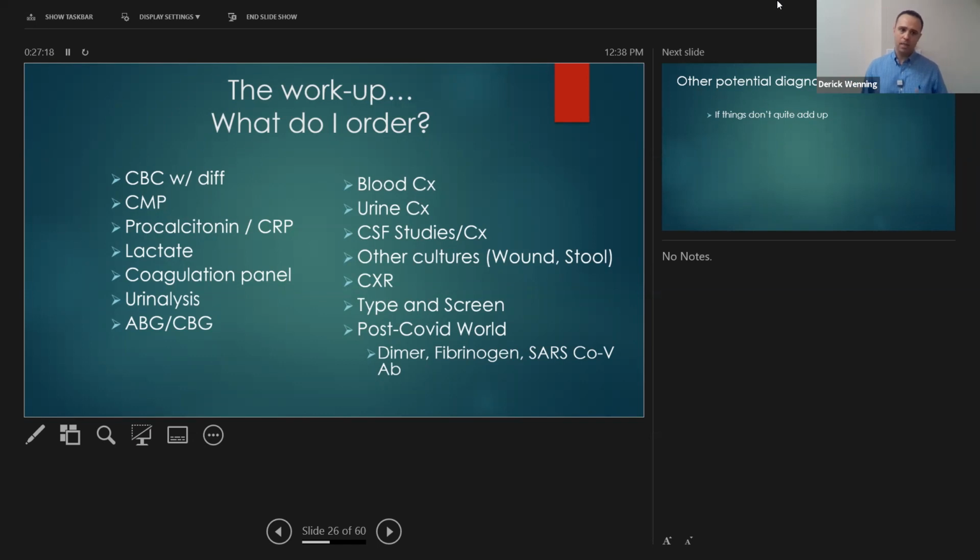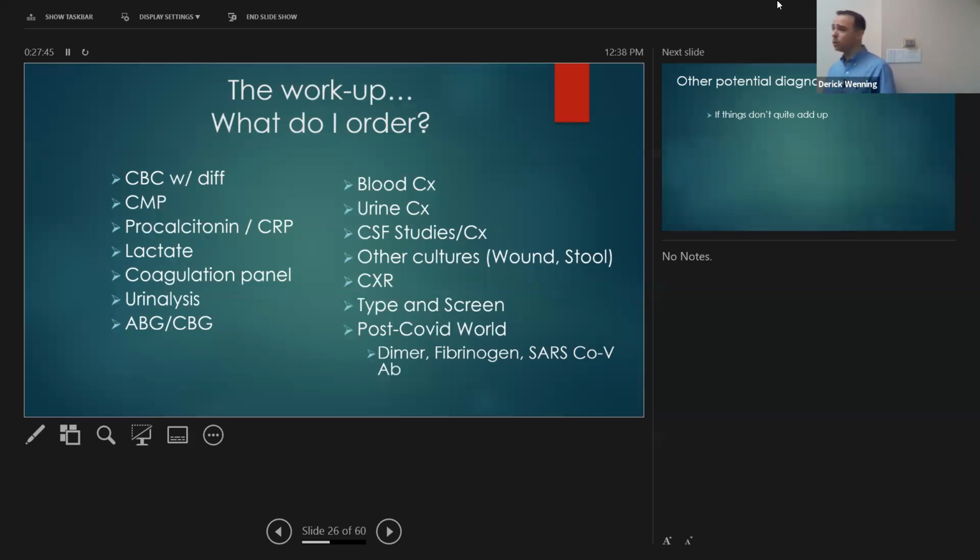Coag panel for DIC, urinalysis, obviously for signs of infection. You're going to check usually a cap gas, just kind of see how they're exchanging, make sure everything's fine. Obviously blood cultures times two, grabbing a urine culture, tapping if you need to. If you have another source of infection you're concerned about, either a wound or a stool culture. Type and screen, because sometimes these kids need blood, despite the fact that you give them all this volume, dilute their hemoglobin out, and all of a sudden you diminish their oxygen delivery because they have no box cars.